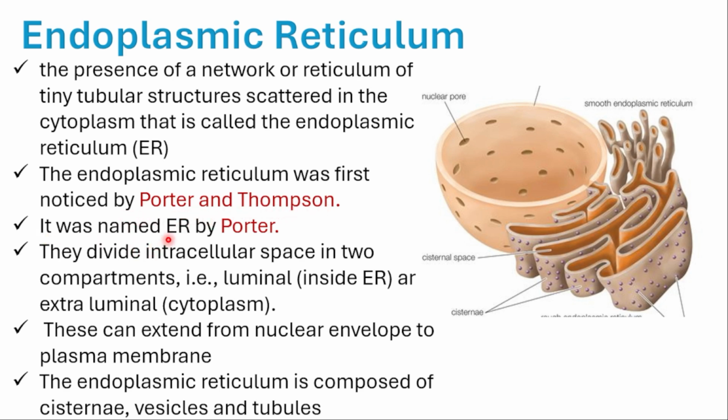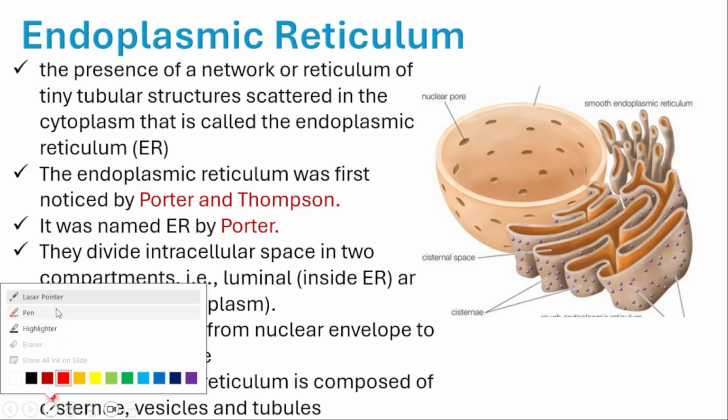It was named ER, that is endoplasmic reticulum, by whom? Porter. The name ER was given by Porter. The ER divides intracellular space into two compartments: luminal, that is inside the ER, and extraluminal, that is the cytoplasm. Let me explain this very neatly.